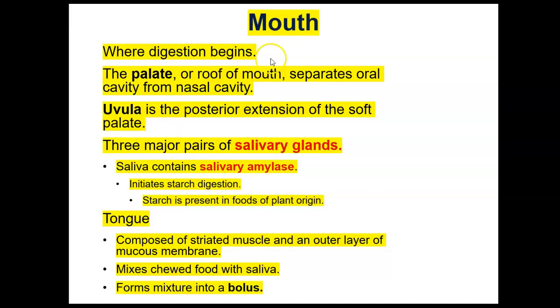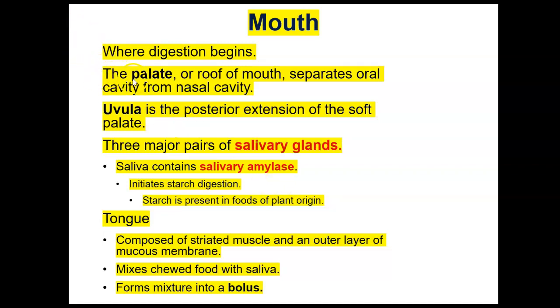Starting with the mouth, this is where digestion begins. Digestion is mechanical by chewing up the food and mixing it with saliva. That mechanically breaks down our food, and it's also chemical. Our salivary glands produce salivary amylase, which breaks starch down into sugars.